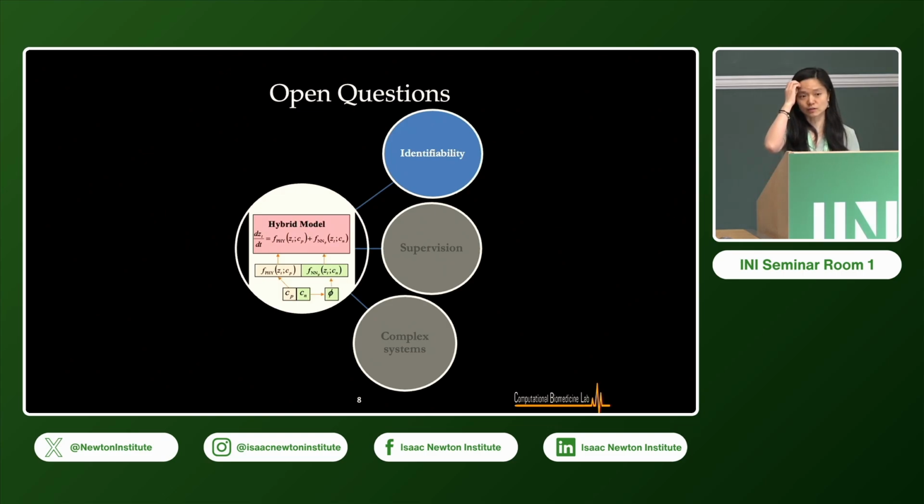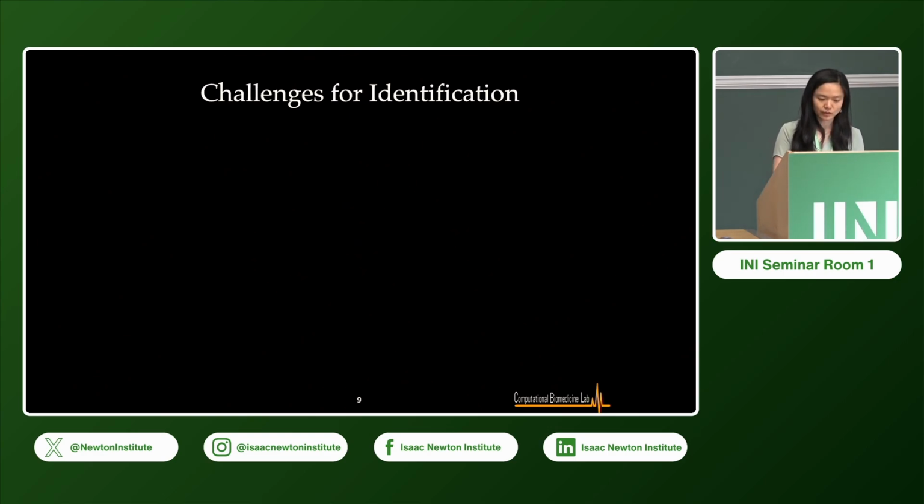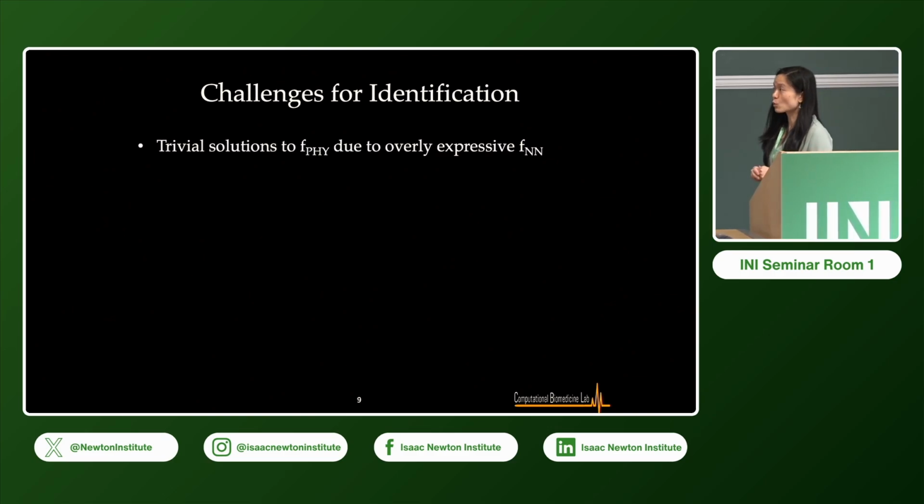The question is, we already know in this community that even if you only have that physics component, and you want to identify the parameters, it's already hard enough, right? And now you want to identify the parameters together with some additional component that's unknown. It's definitely going to be harder. So in the last couple of years, there have been works trying to address this identification issue. Most of the work has been focusing on a particular issue.